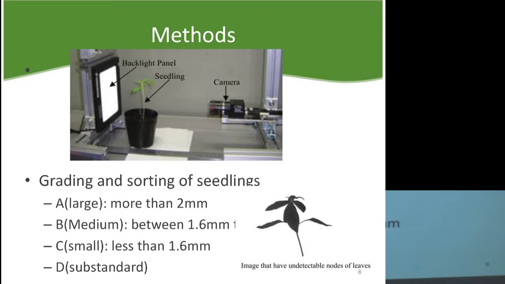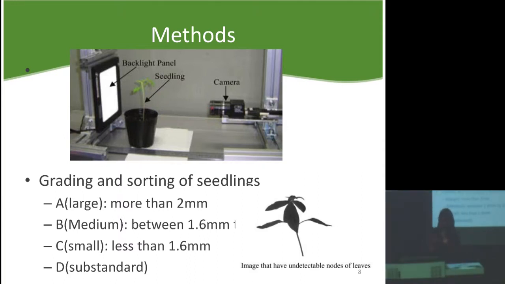Grading and sorting the seedlings, we will divide them into four groups. Group A is where the diameter of the seedling is more than 2 millimeter. Group B is between 1.6 millimeter and 2 millimeter. And group C is where the stem diameter is less than 1.6 millimeter.